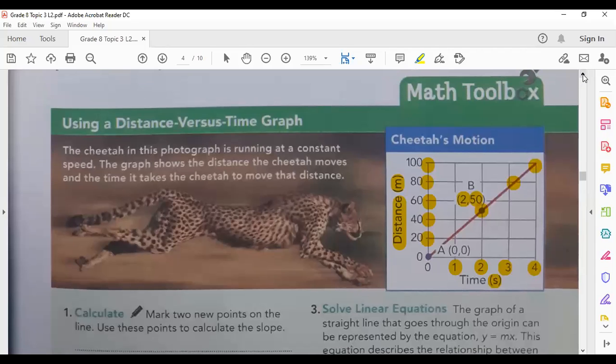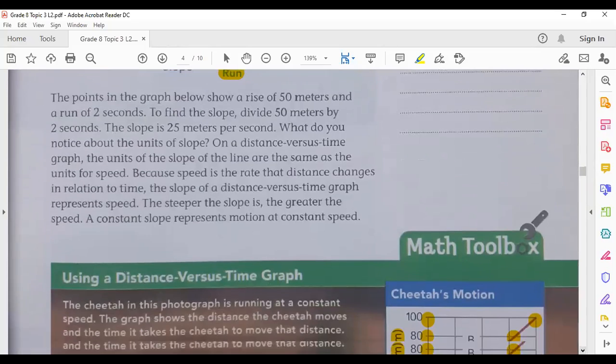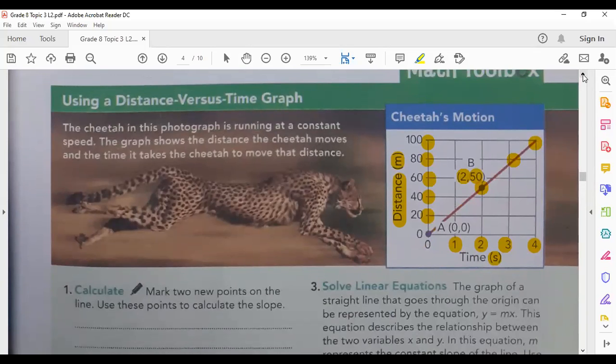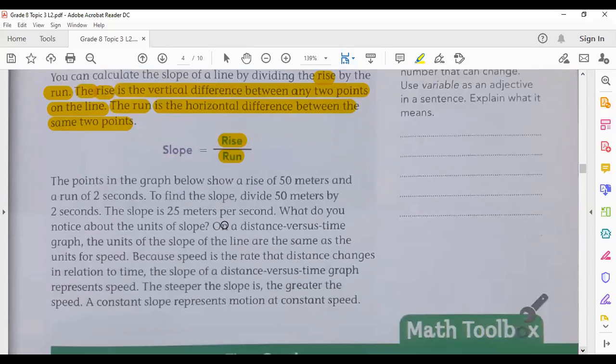Is it understood? Is it clear? Before taking the example, the points in the graph below show a rise of 50 meters and a run of 2 seconds. To find the slope, divide 50 meters by 2 seconds. The slope is 25 meters per second.